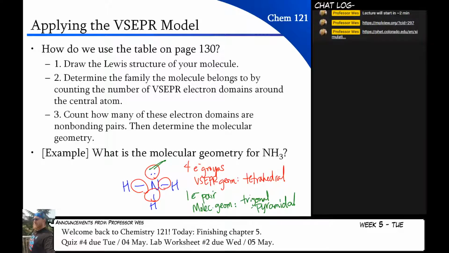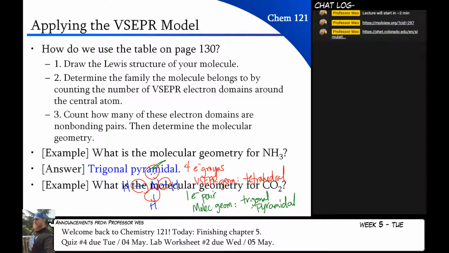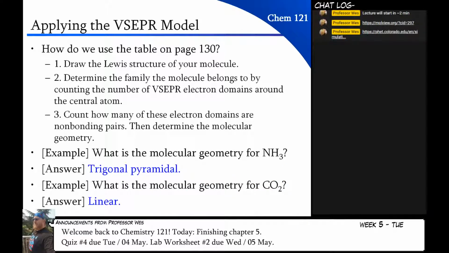And there you go. That's how you assign the geometry to any molecule you want. All right. Now, these examples are just asking for the molecular geometry. I'm often going to want to ask you to do both. You could see that from CO2 that we drew earlier, the molecular geometry should be linear. There are only two groups around it.